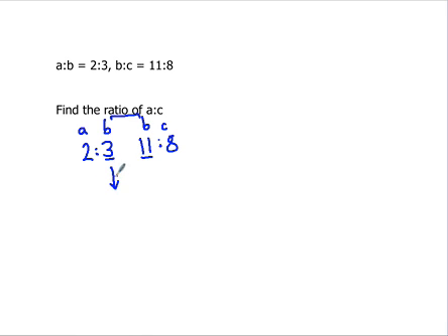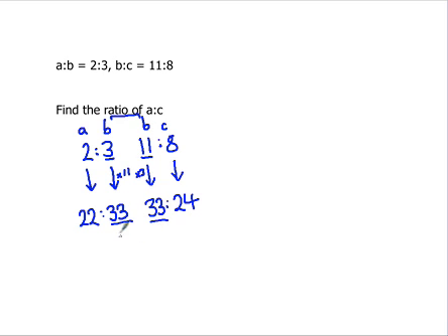That would be 33. So to achieve that over here, I'd have to multiply by 11, so I'd get 22 to 33. And to achieve that over here, I've multiplied by 3, so I get 33 to 24. And because this is both being compared to this b term of 33, it must therefore be true that a to c equals 22 to 24. But I can easily cancel that down, so make sure you do that, because that'll be 11 to 12.